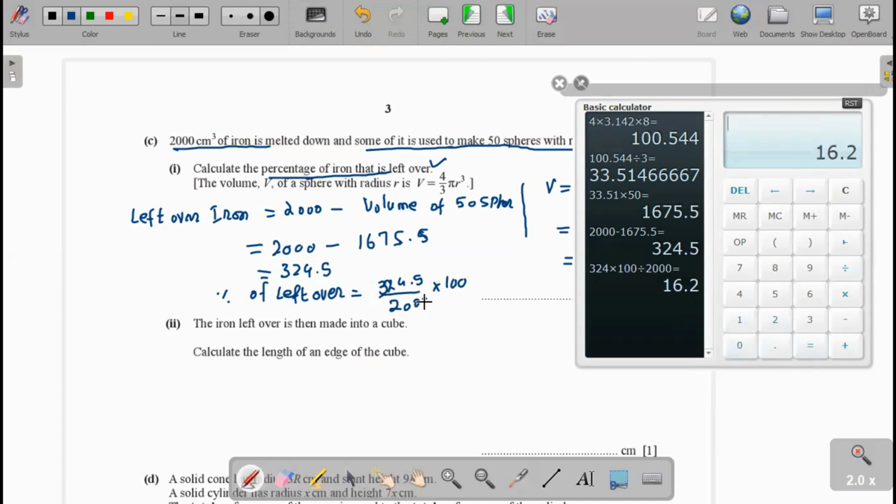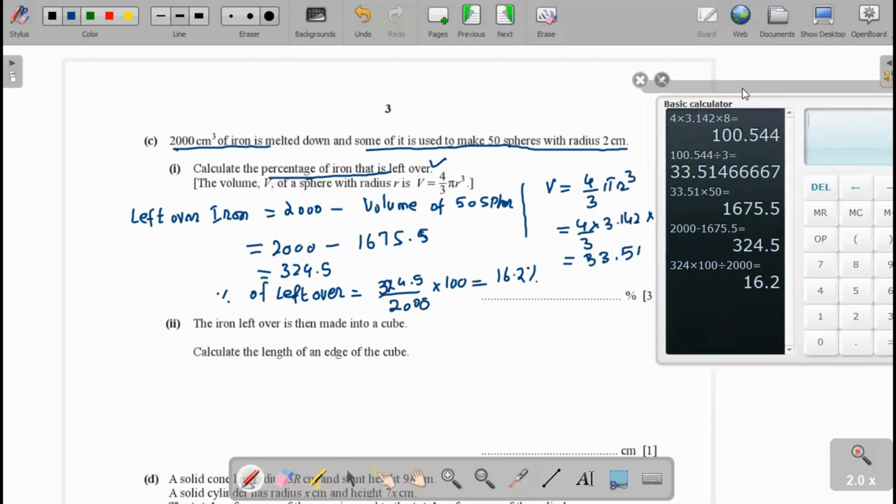The answer is 16.2%. Okay, now we move to the next part of this question.